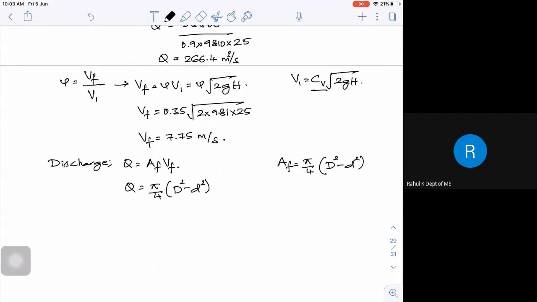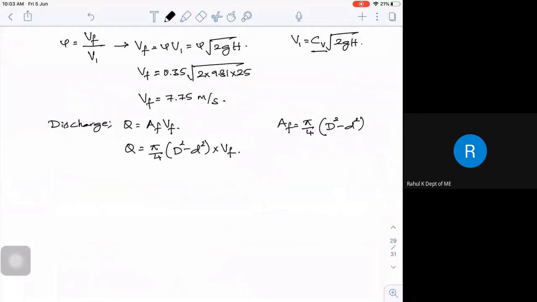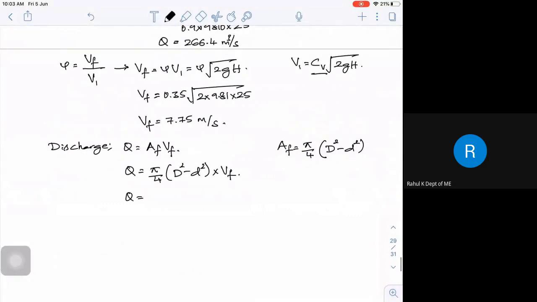Okay. Now if I substitute over here, my discharge is equal to pi by 4 into D square minus d square into Vf. So they have given the ratio of small d by capital D. Wherever d is there, I will substitute it as 0.35 times capital D. If I do that, Q is equal to pi by 4 into D square minus (0.35 D) whole square into Vf, because small d is equal to 0.35 times the D given in the numerical.